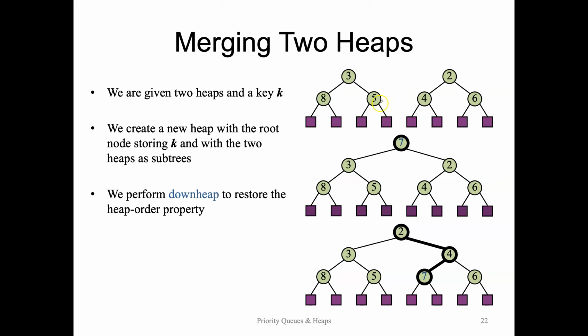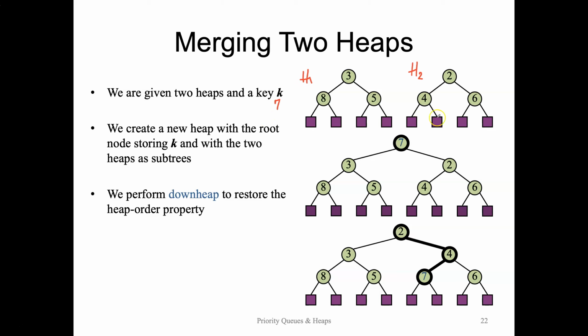So let's say we have already these two heaps. This is our first heap, heap 1, and this is our second heap, heap 2. And we have some other key, k. So in this case, let's say our key k is the key 7. So how would we turn this into a valid heap? We want to combine heap 1 and heap 2 and the key 7 all into one large heap. So we have to maintain the complete binary tree property and the heap order property as well.